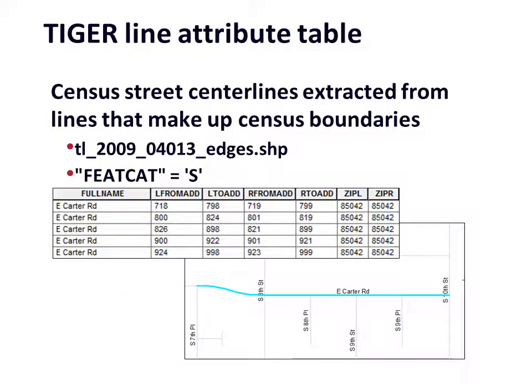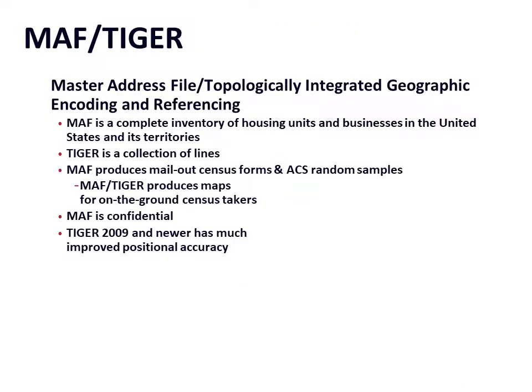The TIGER line attribute table will look something like this, and the census street lines are extracted from lines that make up the census boundaries. The MAF/TIGER, the Master Address File that goes along with the Topologically Integrated Geographic Encoding and Referencing, is basically this complete inventory of housing units and businesses in the U.S. and its territories. And TIGER is a collection of line data.